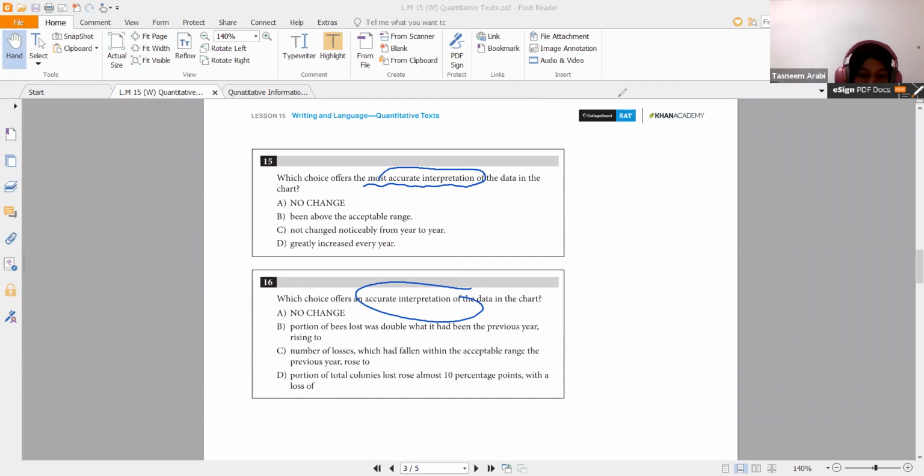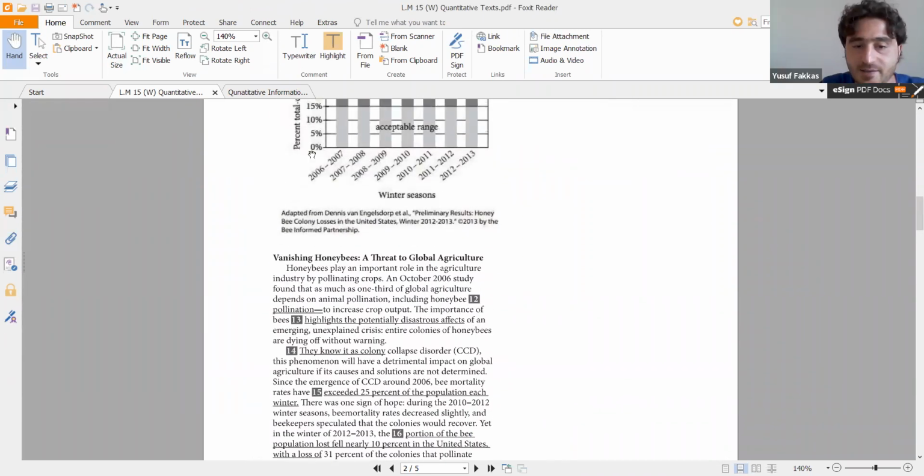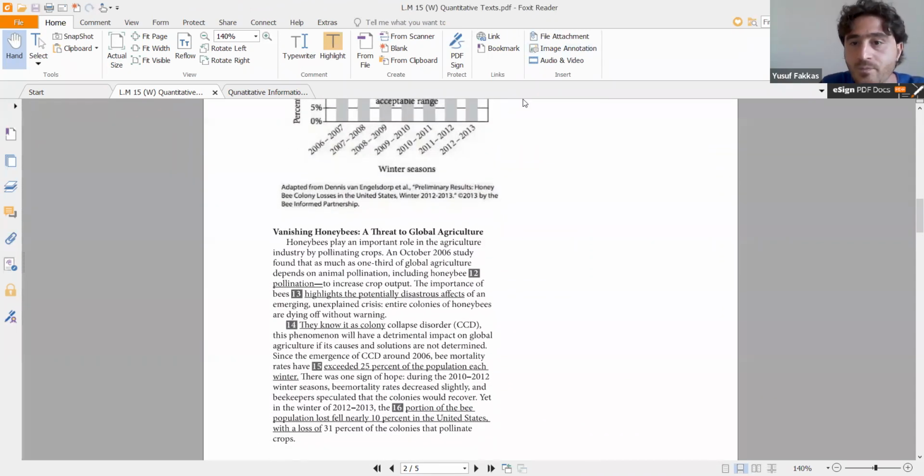When they say accurate interpretation, they mean the vague description? Of the data, yes. Oh, okay. And vague is the wrong one. Do you get what I mean? Just look, you have interpretation here. It means in the graph we have numbers. We need to put them in the passage as sentences. So it's just the conversion of numbers to words.